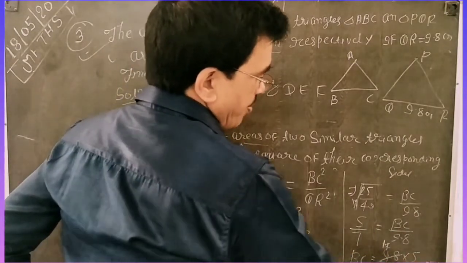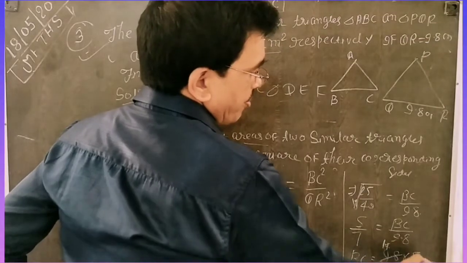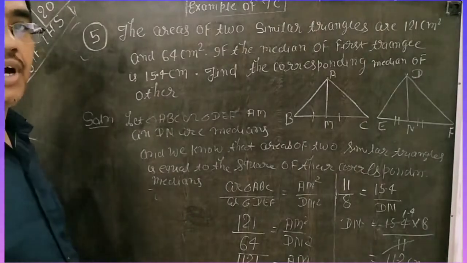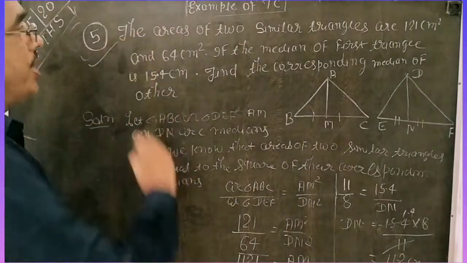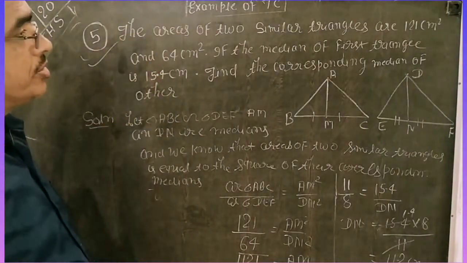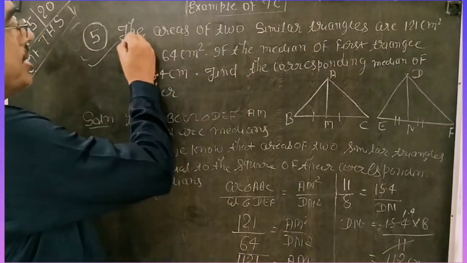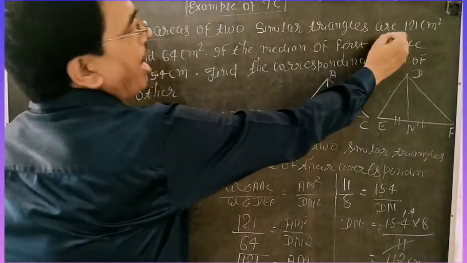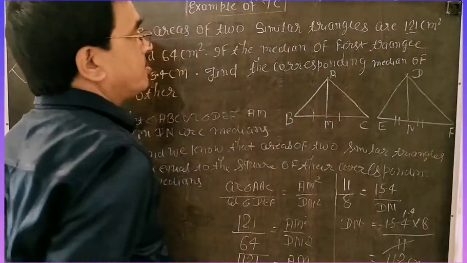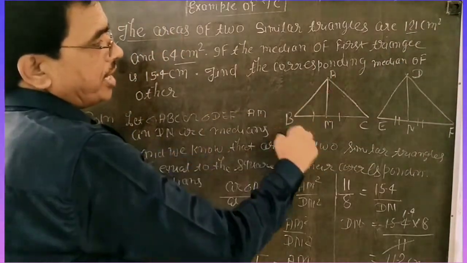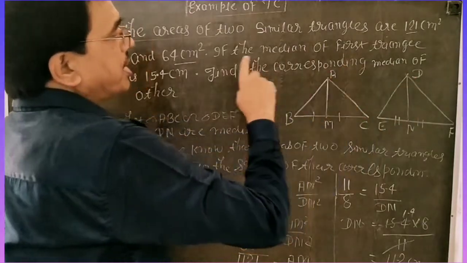9.8 into 5 by 7, then it is 1.4 into 5, that is 7 cm. Now see question number 5, example of 7c. This question is related to the medians of the triangles. Here given that the areas of two similar triangles are 121 cm square and 64 cm square. Area of this triangle is 121 and this is 64 cm square, given.